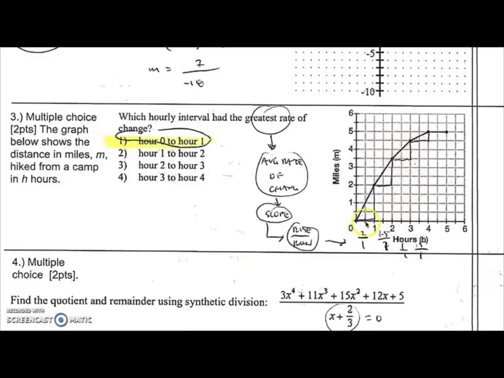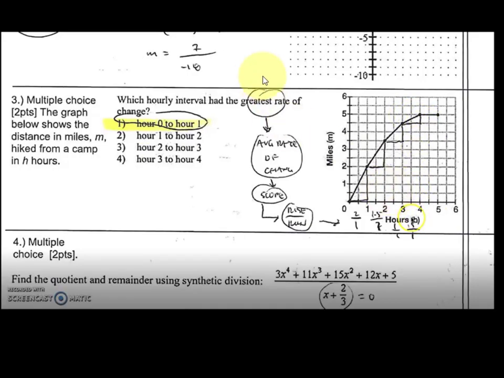So each of these boxes is a half hour, so I want to go 2. So here I only go 0.5 over 1 hour. So in this question, although it says greatest, I asked you for the least or smallest rate of change. That would be the 0.5, which is between hours 3 and 4. That is the correct answer, not 1. 4 would be your correct answer.